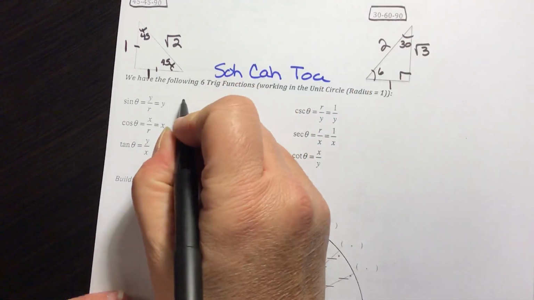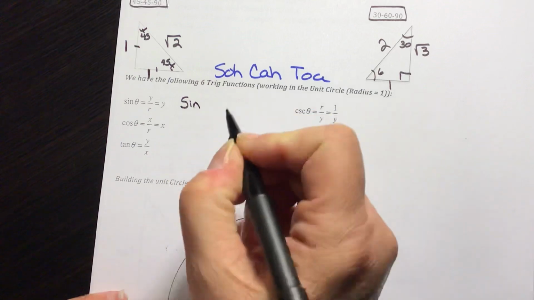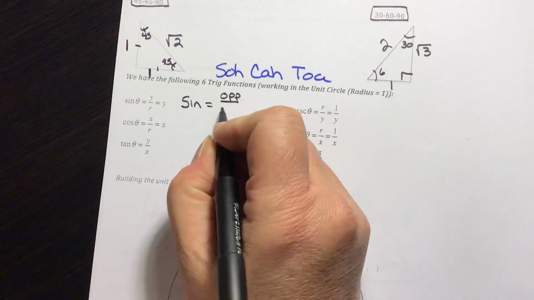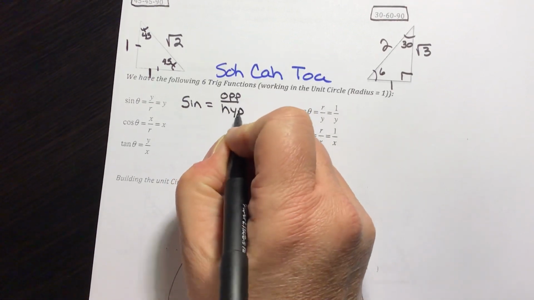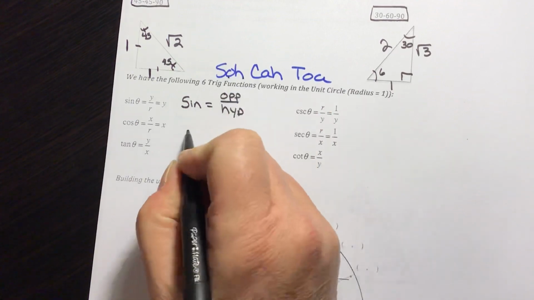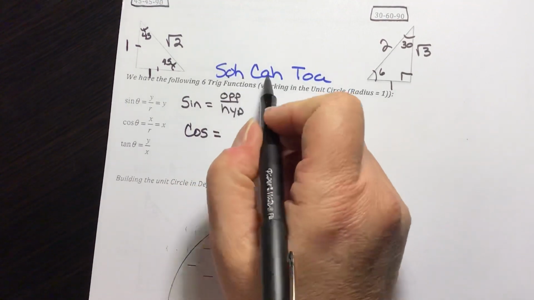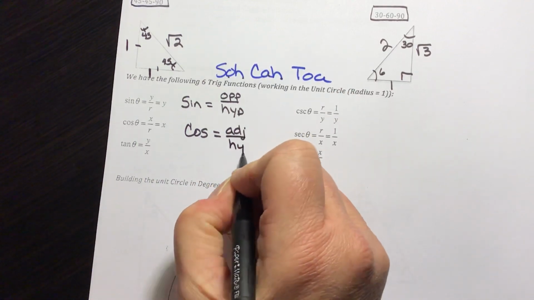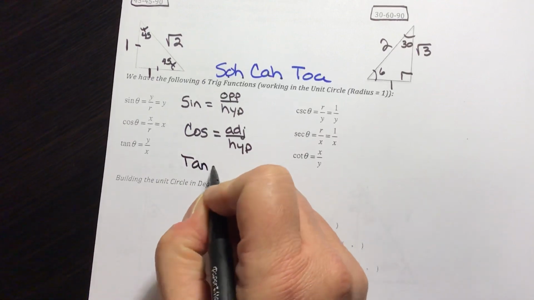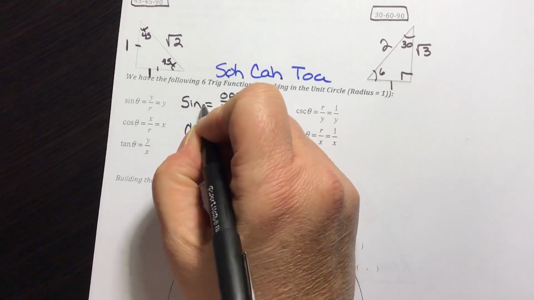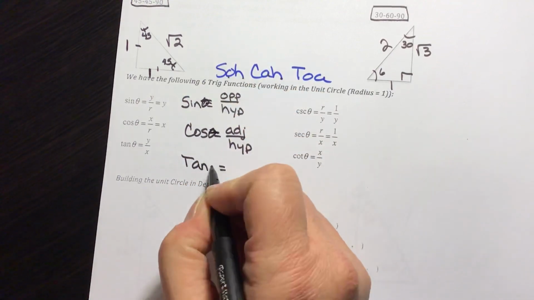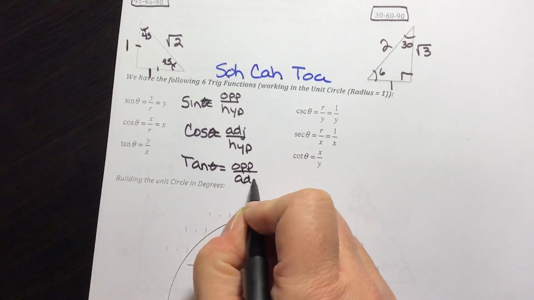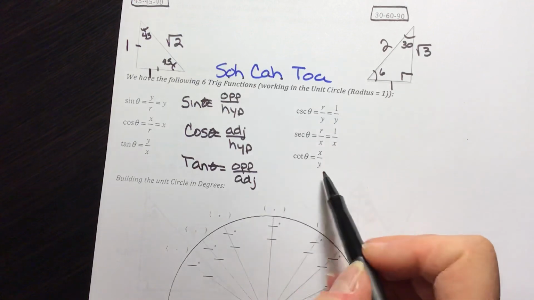So if I want to find the sine of an angle, I'm going to look for the side that's opposite over the hypotenuse. Opposite over hypotenuse. Cosine of an angle is adjacent over hypotenuse. And tangent of the angle, and I'm just going to put theta in here to represent an angle, is opposite over adjacent.